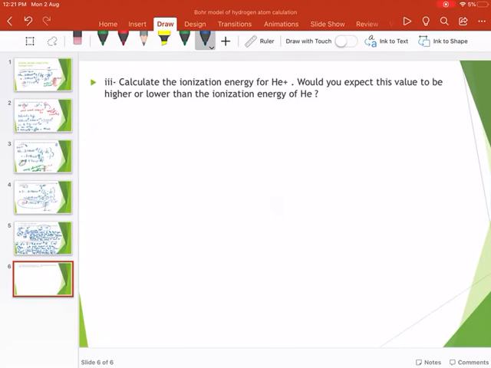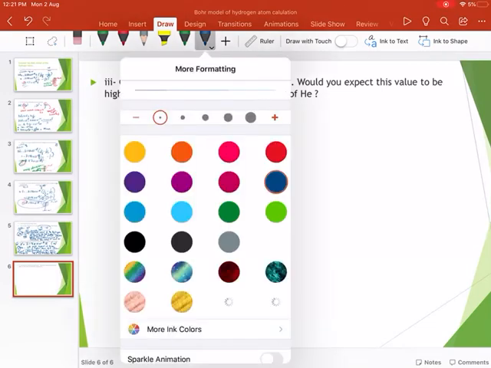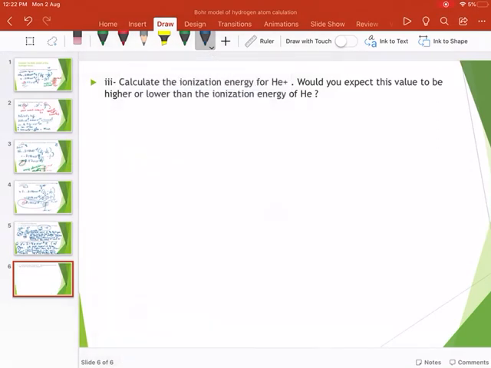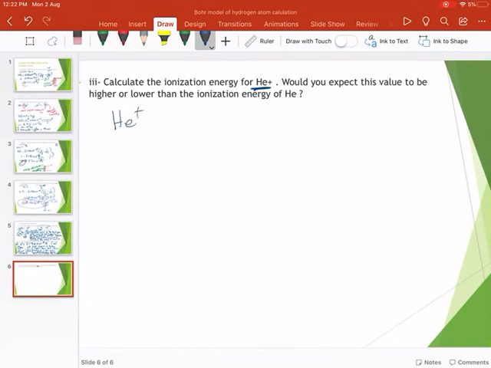Triple I: calculate the ionization energy for He+. Would you expect this value to be higher or lower than the ionization energy of helium? Let us see. First of all, can we calculate the ionization energy for He+? Yes, because He+ is a hydrogen-like atom. Its electron configuration is 1s1, because it has lost 1 electron, so it is equivalent to hydrogen. So yes, we can. Let us calculate its energy.